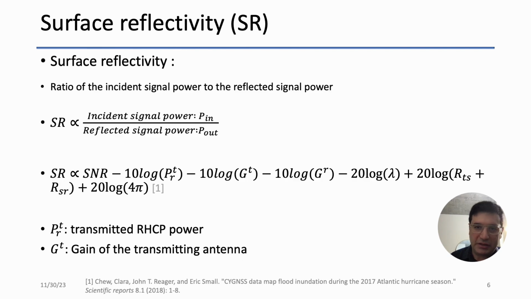To discriminate ice from water using GNSS-R, the surface reflectivity, SR, is used as a detection metric. Surface reflectivity SR is the ratio of the reflected signal power to the incident signal power. SR is related to the receiver SNR by the bistatic radar equation, provided here as equation 1.